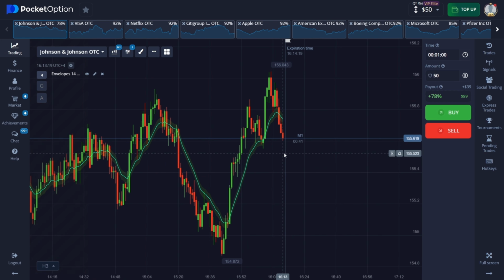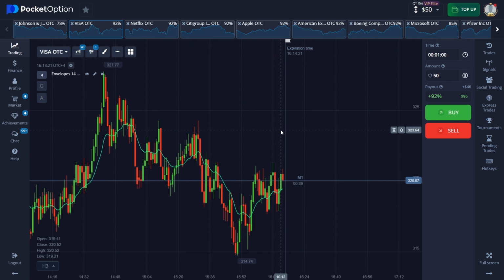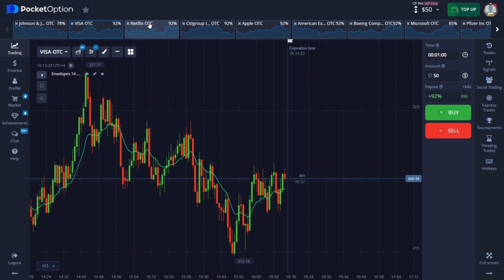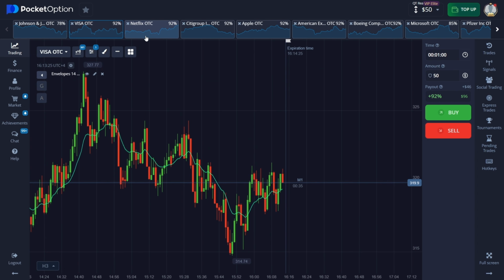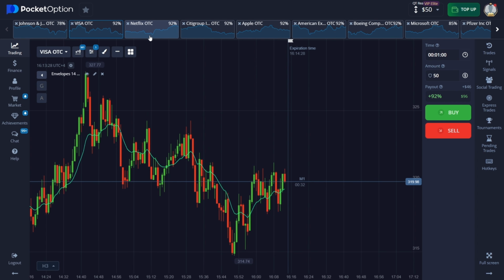Now, let's find our first trade for this compounding session. We'll be taking trades in trending markets. When the market is trending and the candle touches the level, we'll take a trade in the direction of the trend.